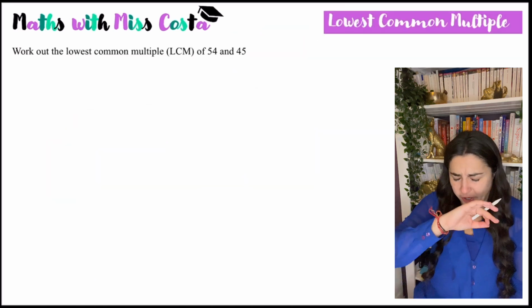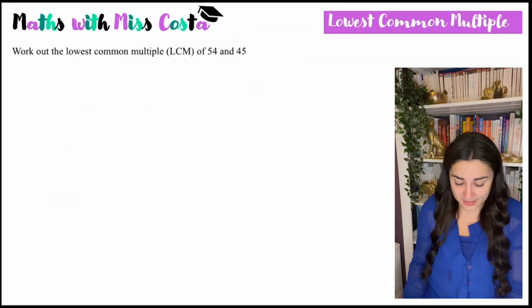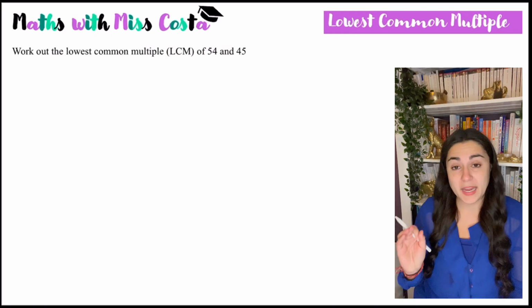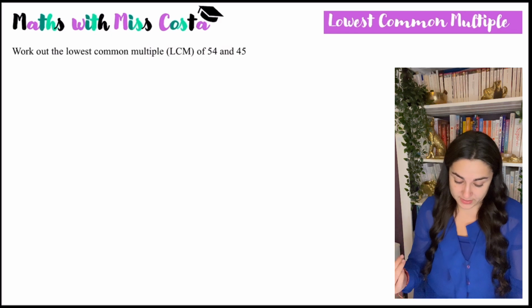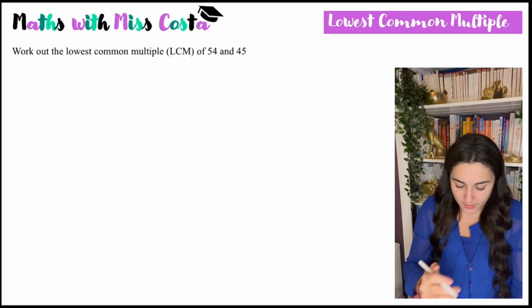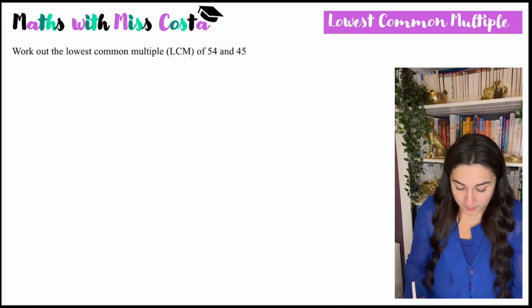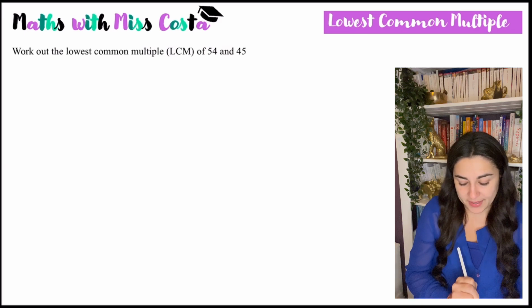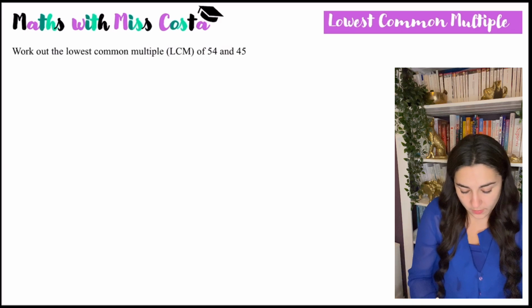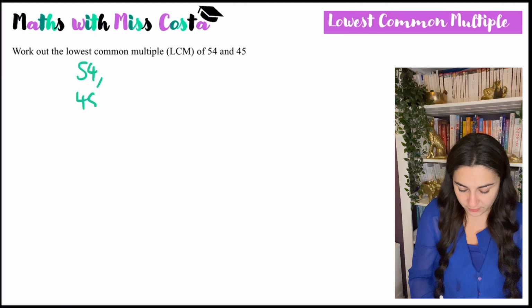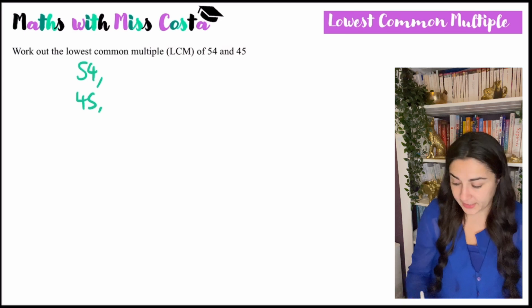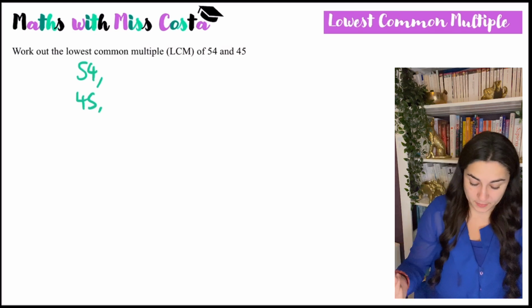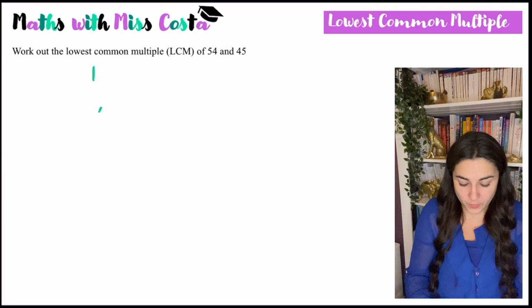Okay, now I need to find the lowest common multiple of 54 and 45. So a lowest common multiple, I can do that using the factor tree again as well, or I could just list all the numbers. So I could say, especially because this is a calculator paper, I could do the 54 and 45 times tables, and in my calculator keep adding them until I come with a common multiple, or I could do the factor tree again.